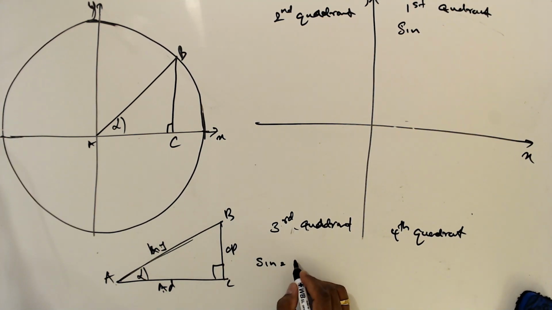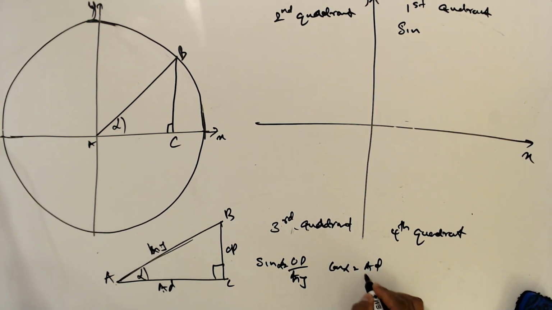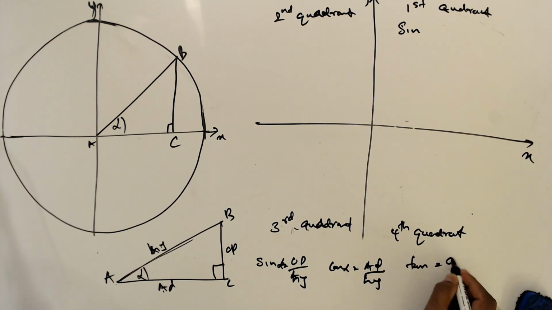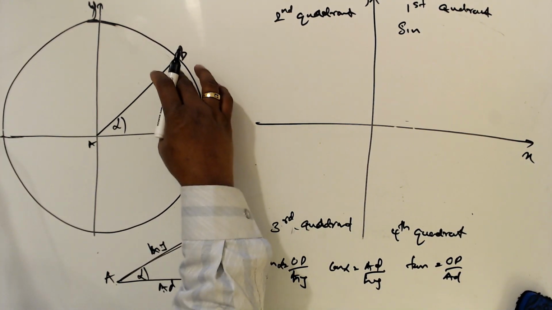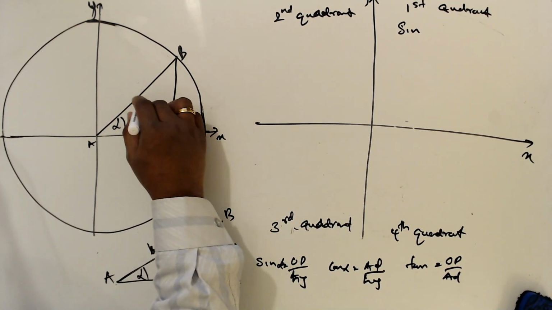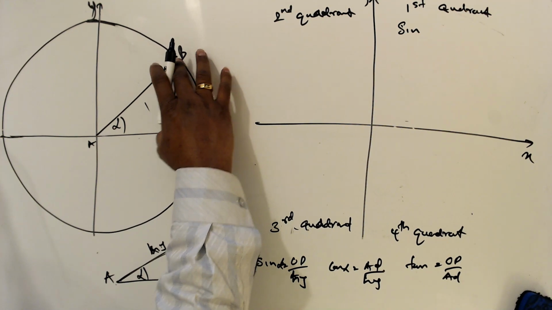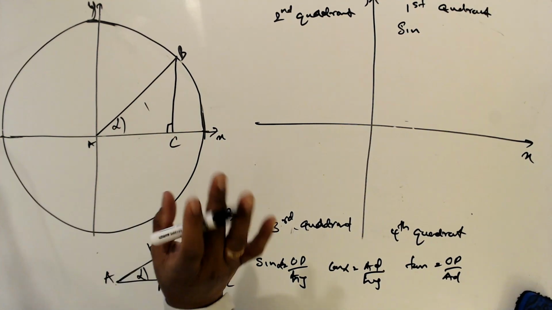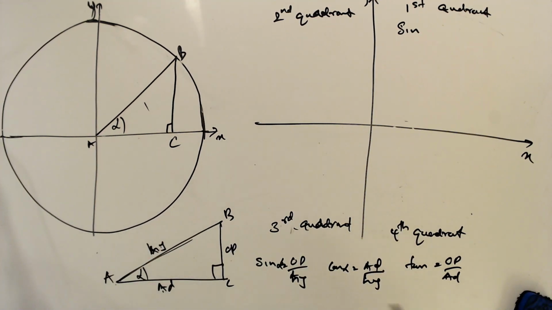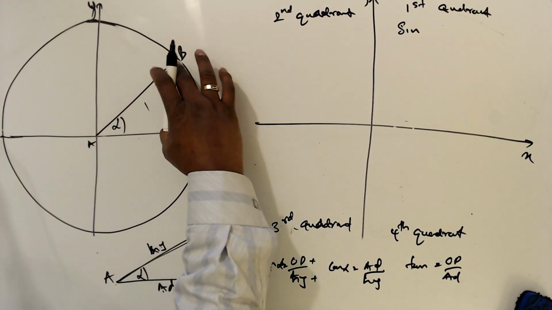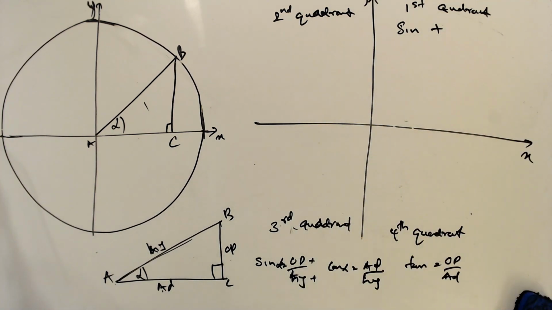Sine means opposite divided by hypotenuse, sine alpha. Cos alpha means adjacent divided by hypotenuse. Tan means opposite divided by adjacent. Right? When you consider this triangle, this is hypotenuse, and this is opposite, and this is adjacent. This opposite is a positive value because this is y, and adjacent is also positive. So in the first quadrant, positive divided by positive, so sine is positive.